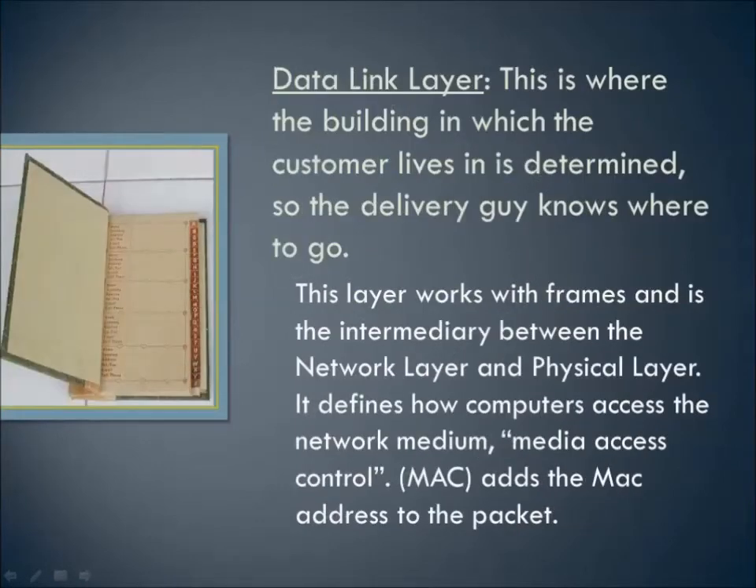Data link layer. This is where the building in which the customer lives is determined, so the delivery guy knows where to go. This layer works with frames and is the intermediary between the network layer and physical layer. It defines how computers access the network medium, media access control. MAC adds the MAC address to the packet.